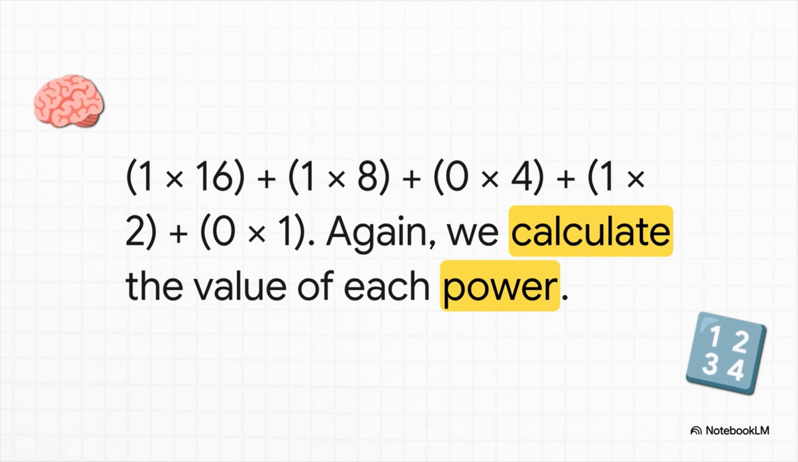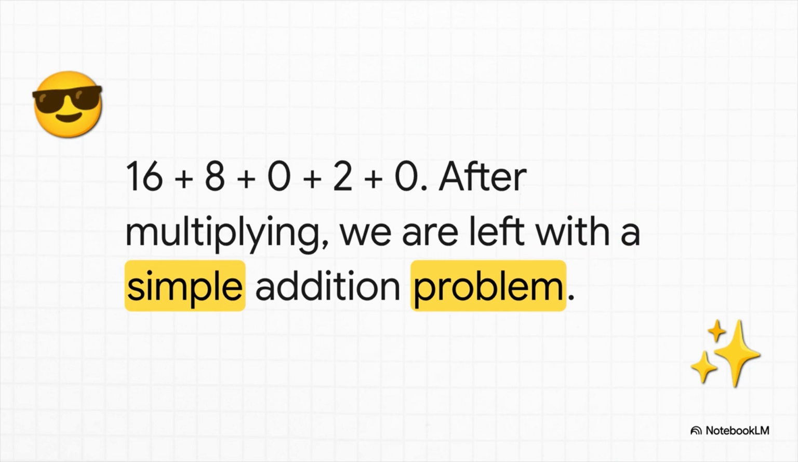Now we can perform the multiplications. And just like we saw before, the positions that had a 0 in them simply become 0, which leaves us with a very simple addition to do, just 16 plus 8 plus 2. When we add them all up, we get 26. So the binary number 11010 is equal to the decimal number 26. As you can see, the method works no matter how long the binary number is. You have now successfully converted two different binary numbers to decimal.